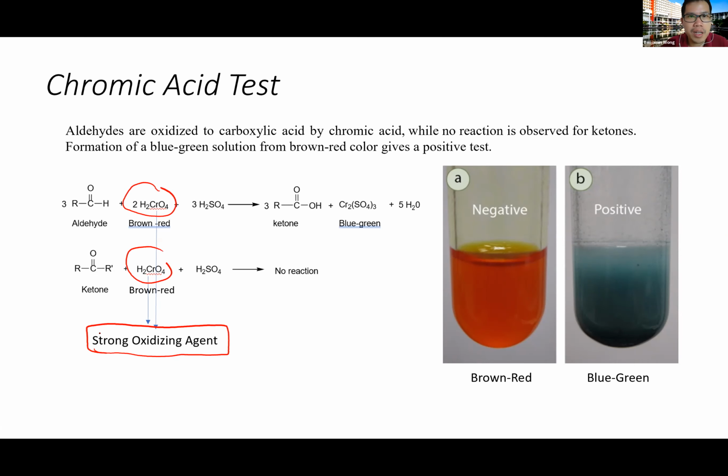So basically, when the chromic acid reacts with the aldehyde, the aldehyde can be oxidized. That is why it can turn into blue-green. Because once reacted, sorry, not ketone, it becomes carboxylic acid. Okay, can I change this?